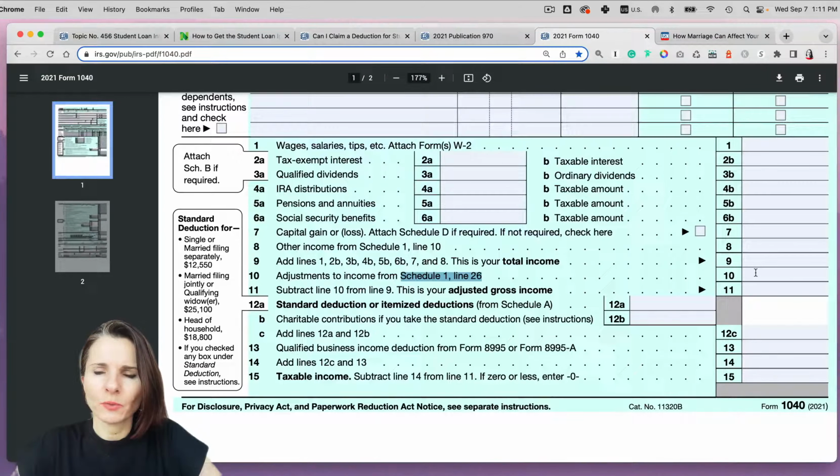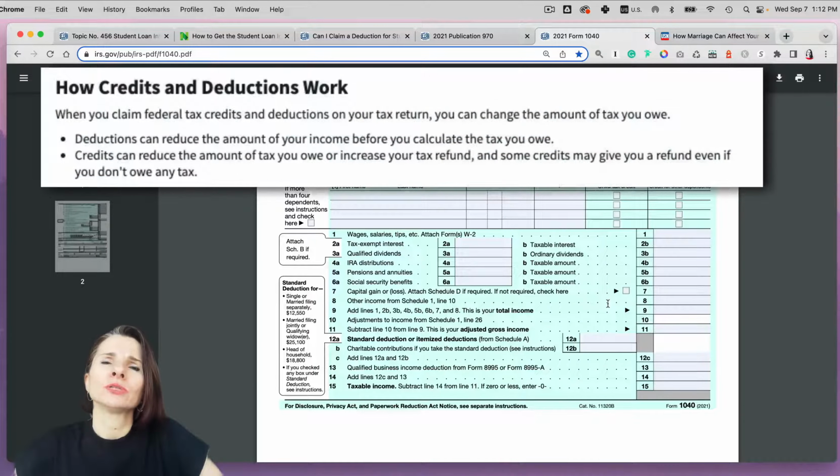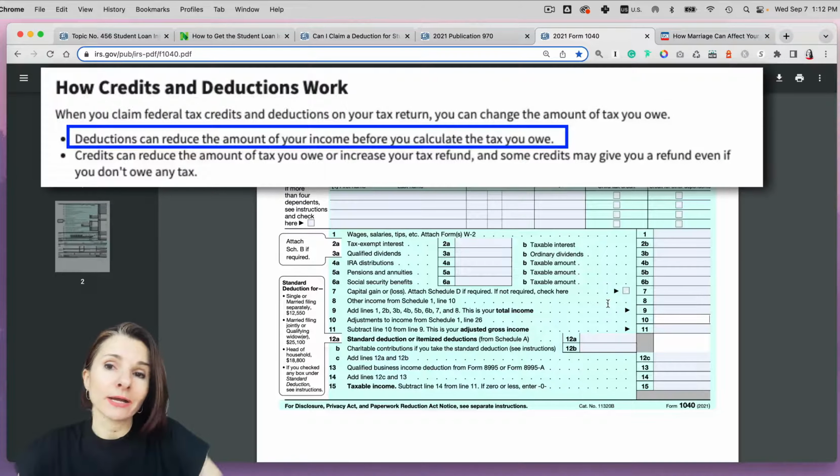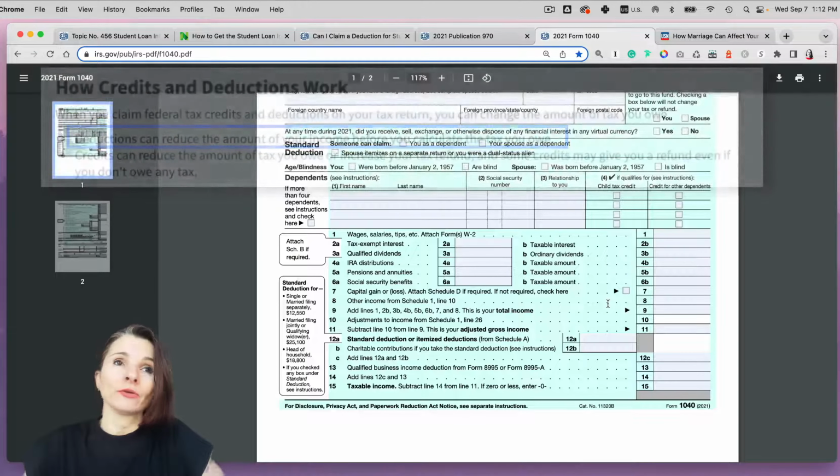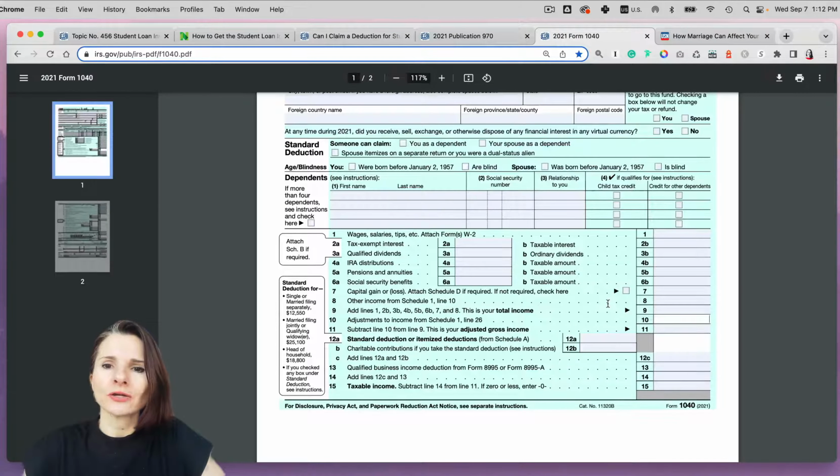So it's important to know that the student loan interest is a deduction. It's not a credit. A credit would reduce your tax due dollar for dollar. So if you have a tax due of $100 and you have a credit of $100, it'll all be wiped out and you'll be at zero. You wouldn't have to pay anything. If you have a tax liability of $200 and a credit of $100, you'll have $100 that you have to pay.